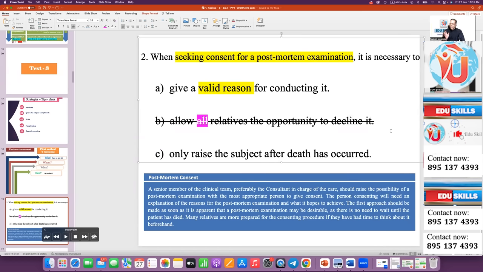This is why I took two texts from the official sample material, because I wanted to convince you how the strategies work. All the materials will be like this, and there are some tricks of this type where you can eliminate. That's the reason we say the QAT method. And the third one is: only raise the subject after death has occurred. Only, absolute. And then you say you have no time. How much time do you require to answer this question? Otherwise, you just read the three options.